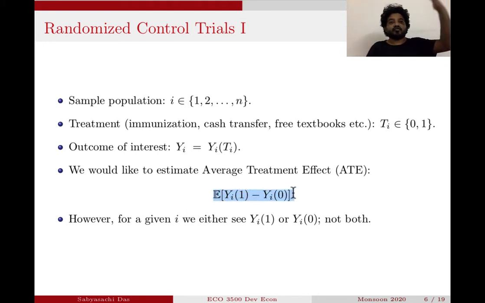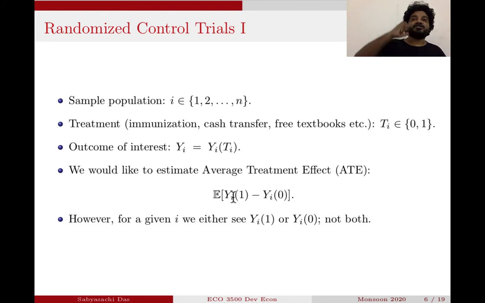So the average across all n individuals of this difference gives you the average treatment effect, in short, the ATE. So that's what we are after. We want to find out whether on average this treatment of opening a bank account or immunization had an effect on the outcome variable of interest, so savings or infection, etc. So that's what we are after.